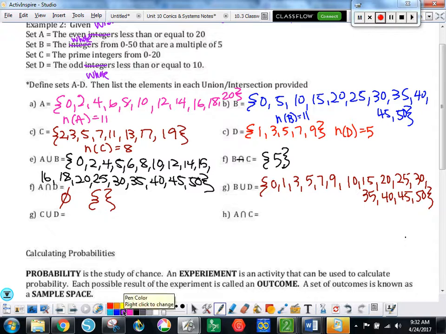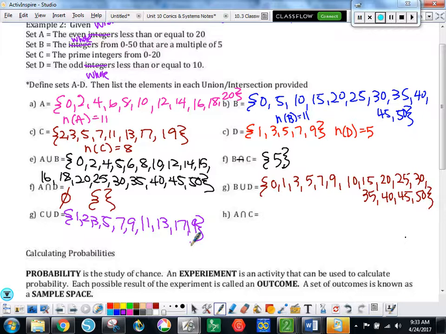Okay, C union D. What is in that set? Are we looking for both or are we looking for either or? Either or. So, looking at D, that one has the 1. This one has a 2. They both have a 3. They both have a 5. They both have a 7. That one has a 9. And then we can carry on with this one, right? 11, 13, 17, 19. Yes? Any questions? Raise your hand if you got that. I'll give you 10 points.